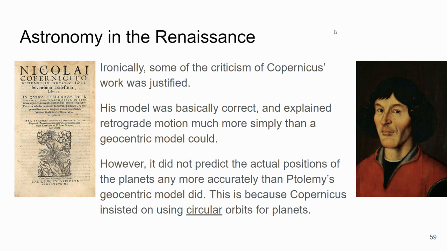It was not more accurate because Copernicus was trying to get this all to work using circular orbits. And the orbits of the planets are pretty close to circles, but they're not exactly circles. They're slightly oval shaped, a particular shape called an ellipse.